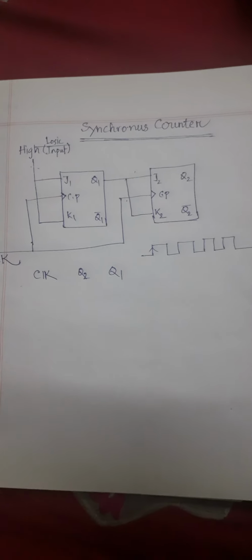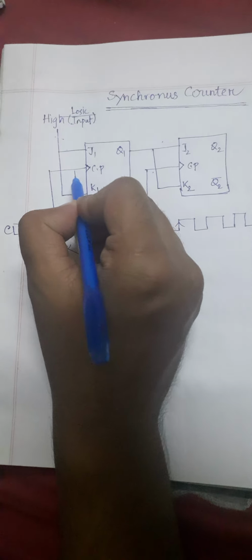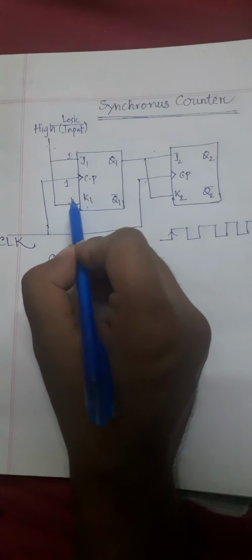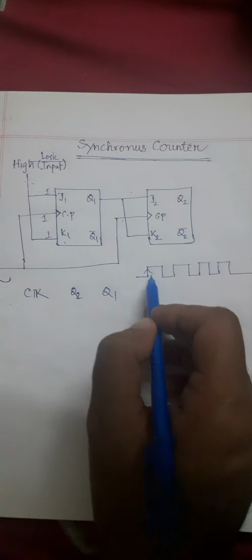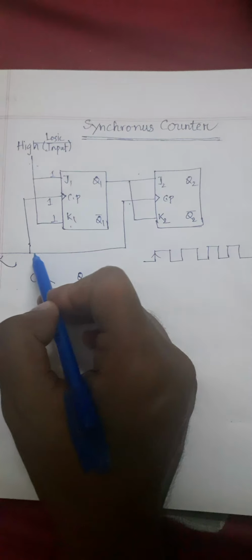So during the first rising edge, a clock pulse comes here, so we will have 1. Another thing you need to remember is this J and K is always connected to high logic, so that means it will always be 1. Always, it will always be 1. During the first clock cycle we are providing a clock pulse of 1 to the first flip-flop, and we are providing a clock pulse of 1 to this flip-flop as well.